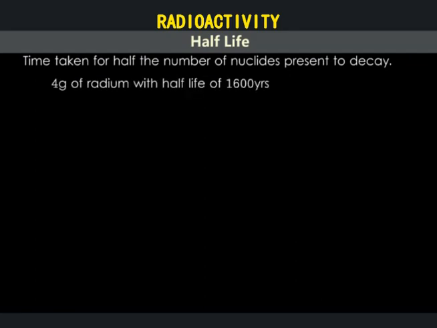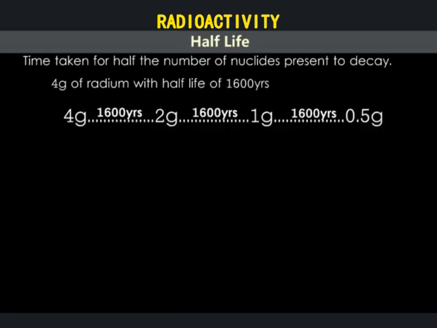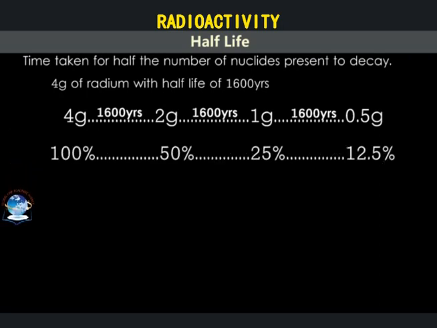Consider 4 grams of radium whose half-life is 1,600 years. After 1,600 years, 2 grams will have decayed, so we shall remain with 2 grams. After another 1,600 years, half of the 2 grams will decay, so we shall remain with 1 gram. Another 1,600 years, and half of 1 gram decays, so we remain with 0.5 grams, and so on and so on. This can also be given in form of percentage. Initial amount is always equal to 100%.